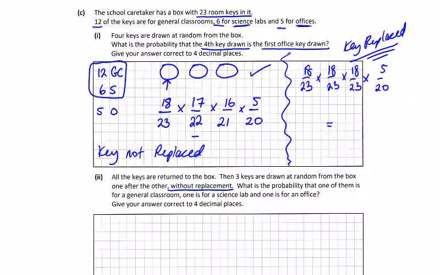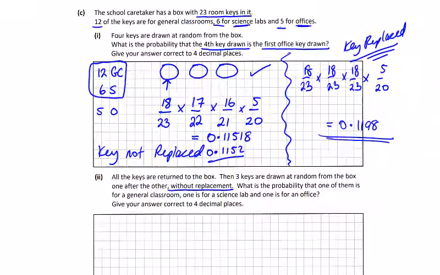So the answer to the first one is, correct to 4 decimals, 0.11518, so 0.1152. And if it is replaced, this one works out to be 0.11983, so just 0.1198. So there is a difference, just be careful.